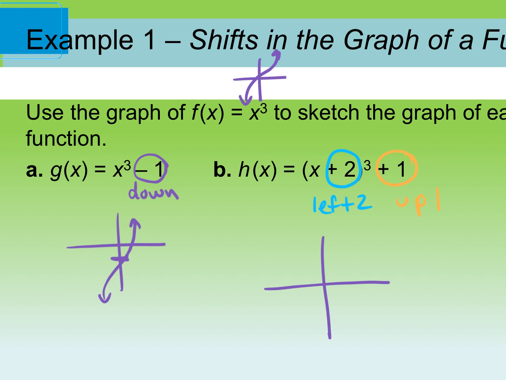Here it doesn't matter, you'd end up with the same graph no matter what the order is, but when we start to get into reflections, you always want to start from the inside when you apply your transformations. So we're going to move to the left 2, and then go up 1. So we've got our new center, and then we can just draw our x cubed graph from there.